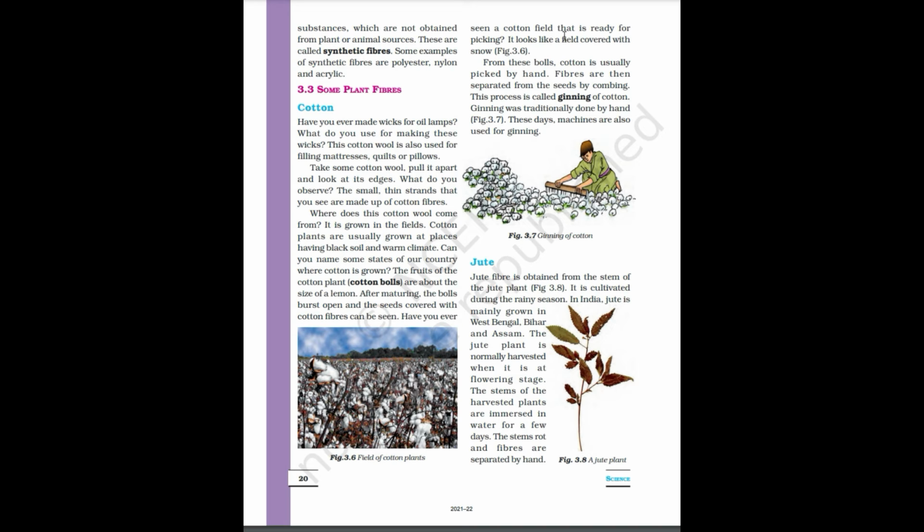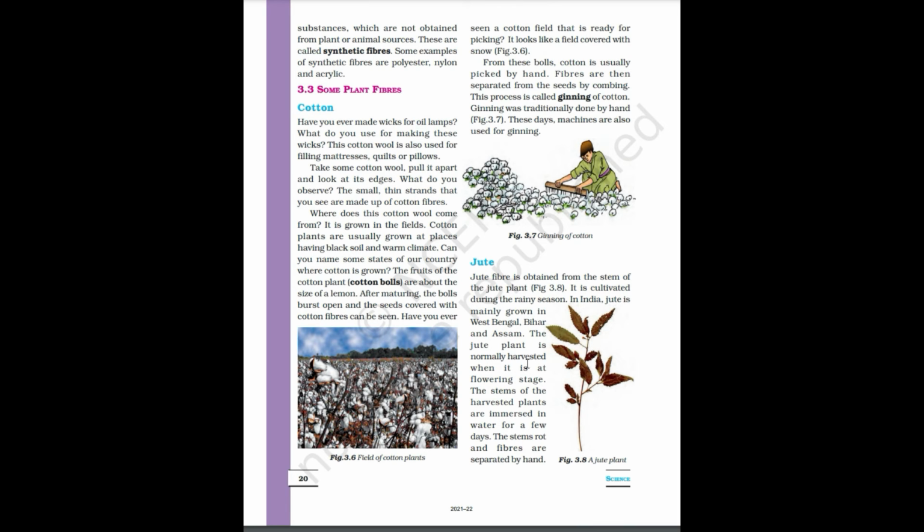Jute fiber is obtained from the stem of the jute plant. Figure 3.8, this long plant, is a jute plant. It is cultivated during the rainy season in India. Jute is mainly grown in West Bengal, Bihar, and Assam, in the wet regions of India. So it is a very wet-loving plant. It needs a lot of water.